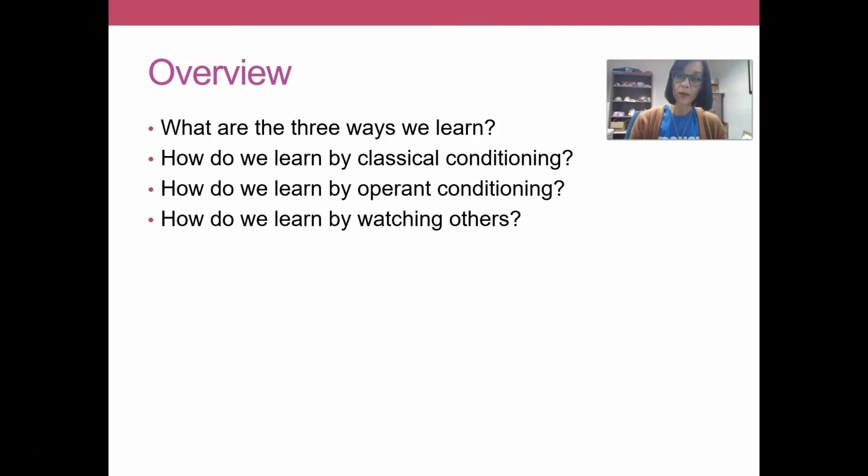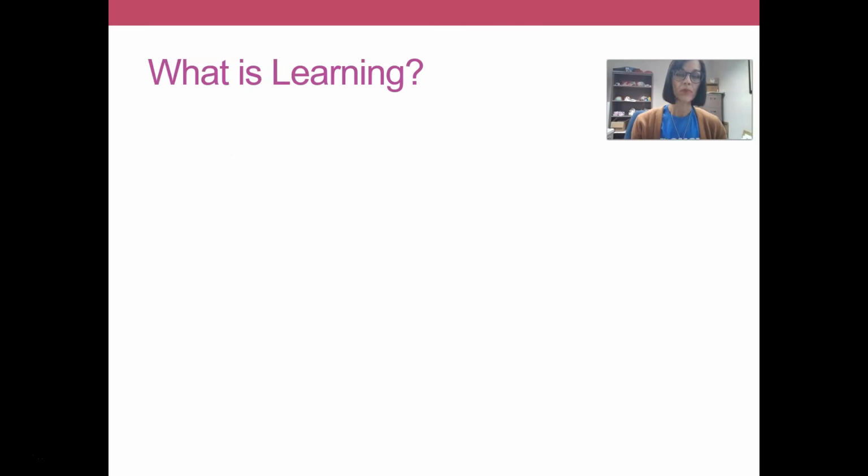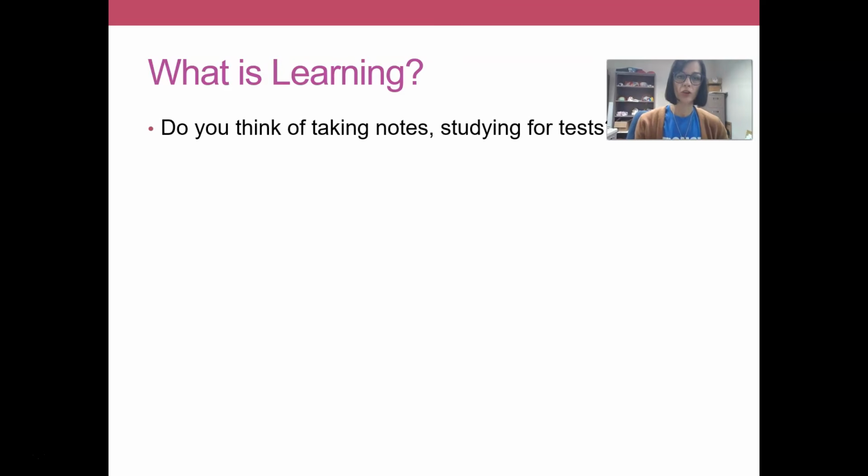So here's what we're going to cover in this lecture as we cover learning and conditioning. We're going to talk about the 3 different ways that we learn. We're going to talk about how we learn by what is referred to as classical conditioning. We're going to talk about operant conditioning and how we learn by that. And then we're going to finish up by talking about how we learn by watching other people, which is known as observational learning. So what is learning?